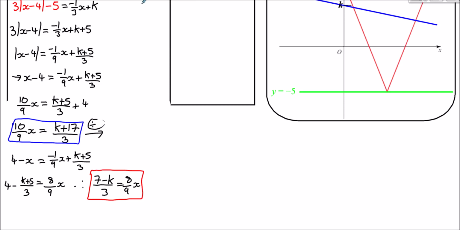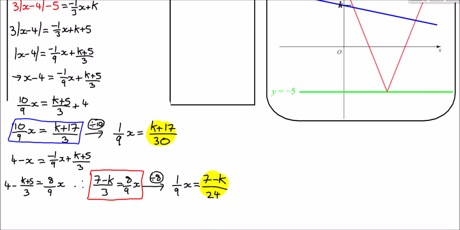So if I divide by 10, because I've got 10/9, to find out 1/9 of an x is, 1/9 of an x will be k plus 17 over 30. So that's what 1/9 of an x is. Over here, this one, I've got 8/9 of an x. So if I divide by 8 to find what just 1/9 is, 1/9 of an x will be this fraction, 7 minus k, divided by 3, then divided by another 8. Dividing by 3, then divided by 8 is the same as being all over 24. So this is 1/9 of an x, as is this, so I can set these two equal and then solve.